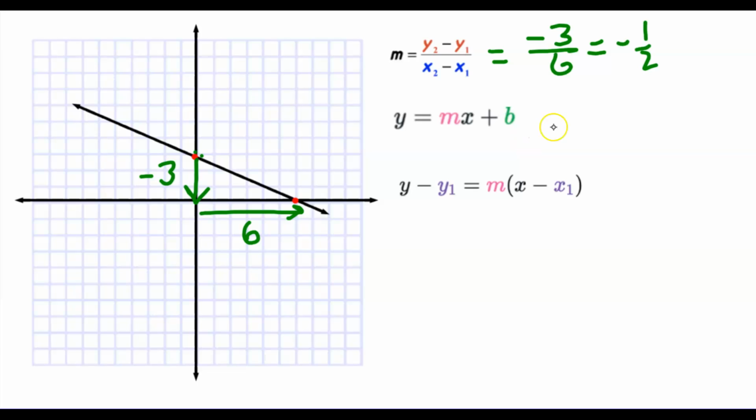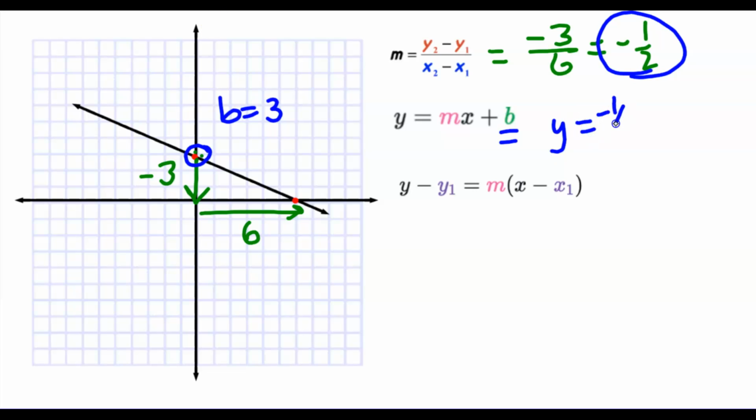Alright, you can write an equation for this line. Once you know the slope, you can find where it crosses the y-axis, or the y-intercept, which is right here. So for this line, the y-intercept is 3, the slope is -1/2, so the equation would be y equals m, -1/2, x plus b, which is 3. That's the slope-intercept form of that line.